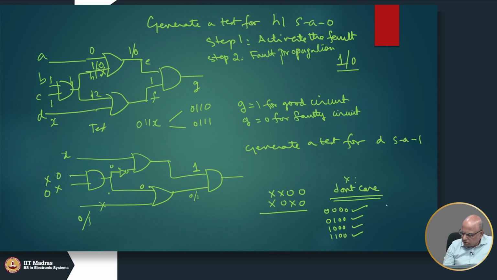Then similarly 1 0 1 0 is a valid vector. I think that is all, right. 1 0 0 0 is already covered, right. 1 0 1 0 is a valid vector. Hope I did not miss anything. Okay. So, all these are test vectors.